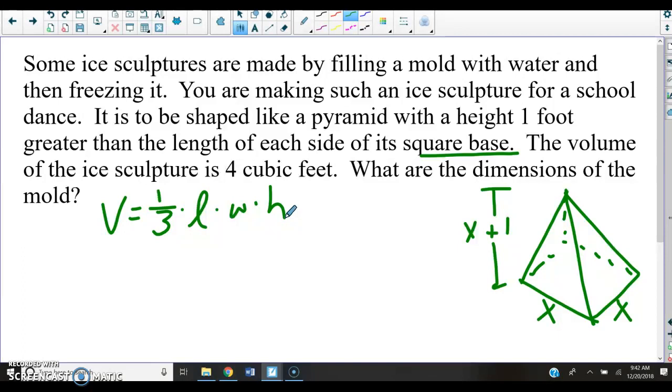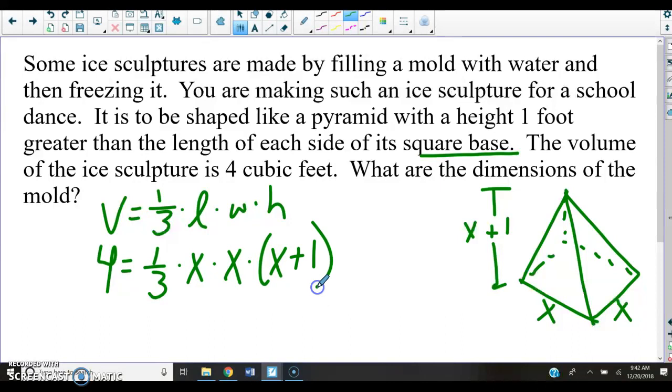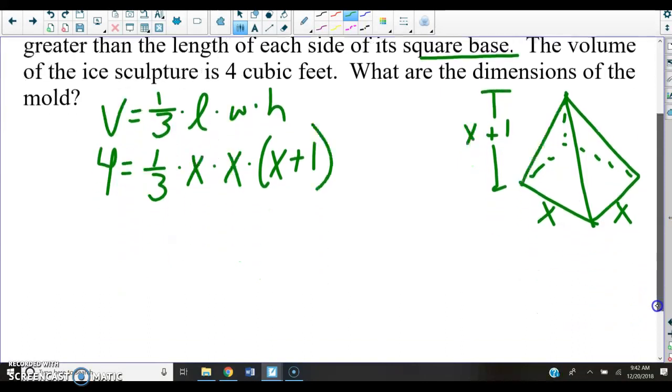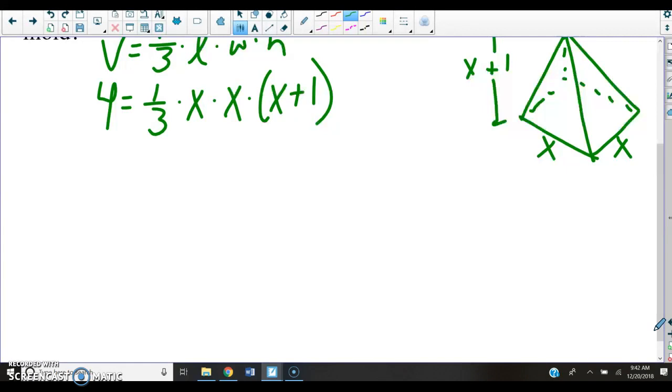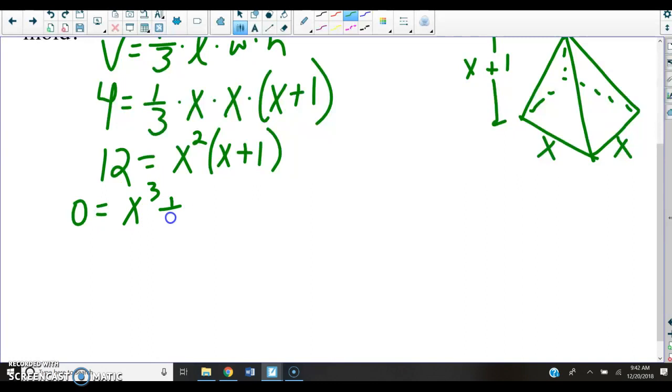Okay, so now we're going to put the numbers in. The volume is 4 cubic feet. The length of the base is x, the width is x, the height is x plus 1. Okay, so when we do this, I don't like the fractions right now. I don't mind fractions at all, you know that. I'm going to have x squared times x plus 1 equals the 12. So I'm going to go 0 equals x cubed plus x squared minus 12.